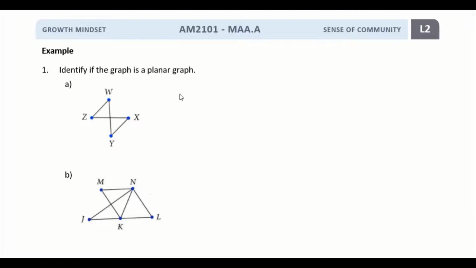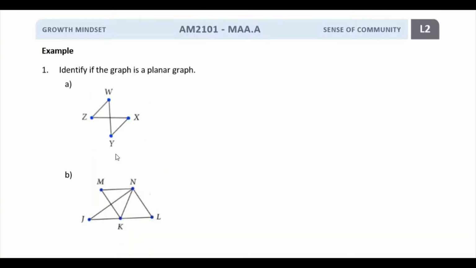All right, question one, identify if the graph is a planar graph. So I think it's good for us to revisit the definition again. A planar graph is a graph that can be drawn in a plane without any edges crossing over each other. So remember, the idea is can be drawn. I hope that you don't look at A, B, C, D and tell me that they are not planar because you can see edges crossing over each other. The idea is as long as you can draw it so that it becomes an obvious planar graph, it is still considered a planar graph.